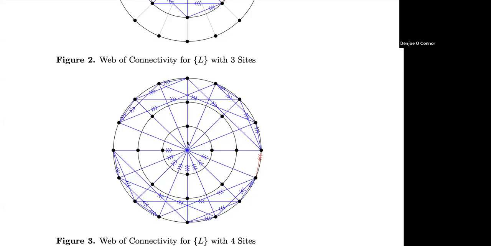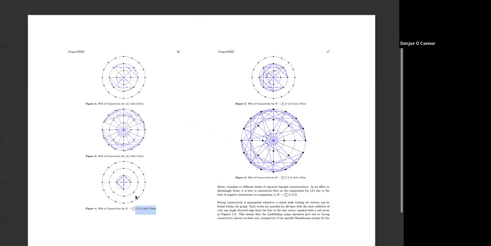And so you see on this picture now that the connectivity patterns give you the information about the invariant subspaces of evolution and the fixed points. And you can do this now for higher and higher site numbers.